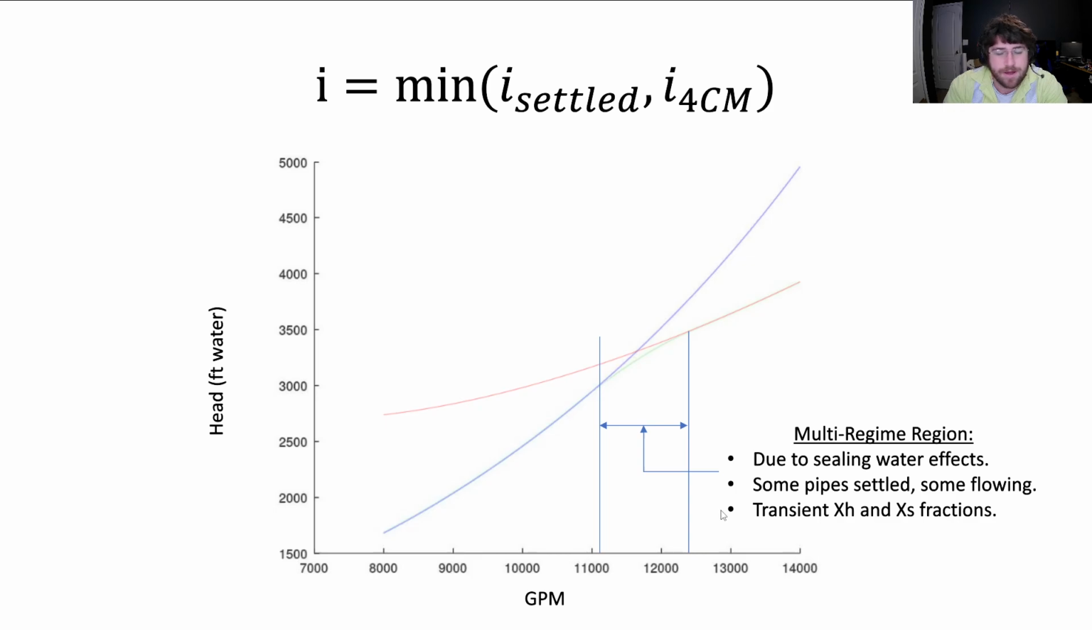So essentially what's going on is some of your pipes are settled and some of them are flowing, those XH and XS fractions. And that's just due to the difference in flow velocity due to the GPM difference caused by the sealing water. So the pipes close to your discharge are going to have a higher local flow velocity and reach that deposition limit velocity quicker than pipes back at the start. The result of that is this piecewise adding of minimums between different regimes that results in this shape.